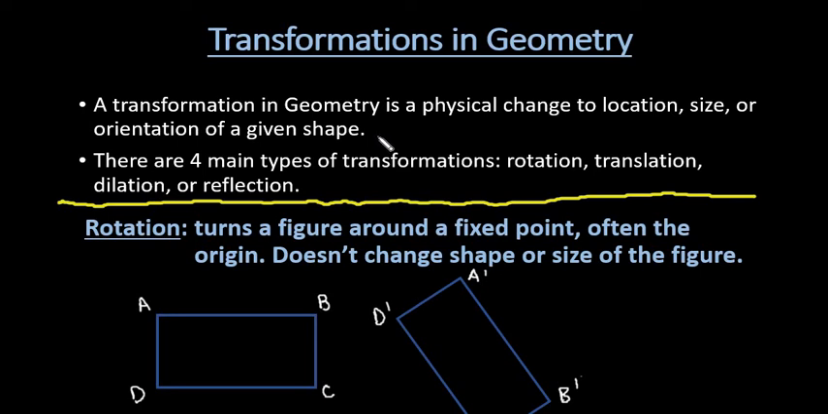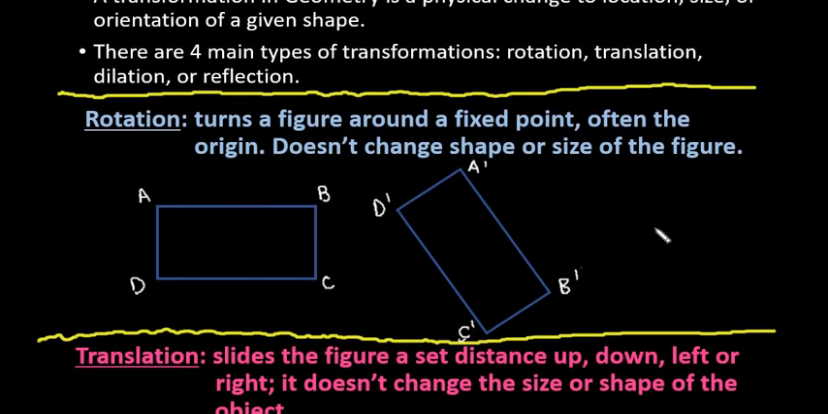So let's go through each of these definitions. I will do other videos that show you how to perform each of the transformations, but in this video I just simply want to talk about the definitions. The first one is a rotation. A rotation turns a figure around a fixed point. Oftentimes it will rotate it around the origin.